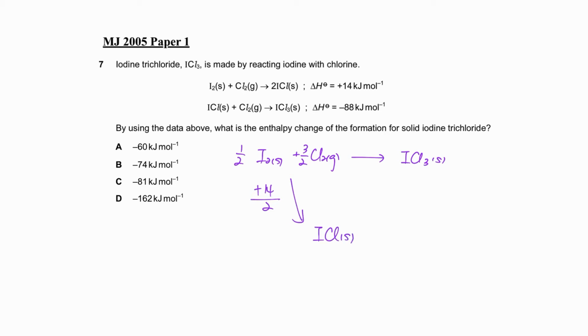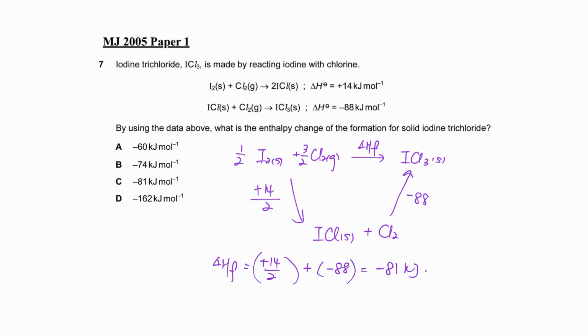For the next information, we have 1 mole of ICl solid to give us 1 mole of ICl3 solid. So it is just nice to react with Cl2 to give us 1 mole of ICl3 solid. We have negative 88 for this reaction. So in order to get delta H f, we will have the calculation where we have positive 14 divided by 2 plus negative 88. So the answer will be negative 81 kilojoules per mole, which is C.